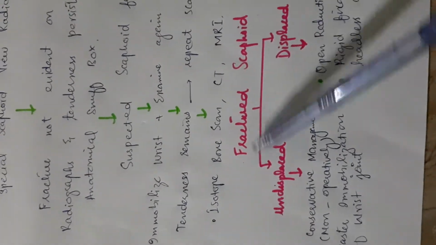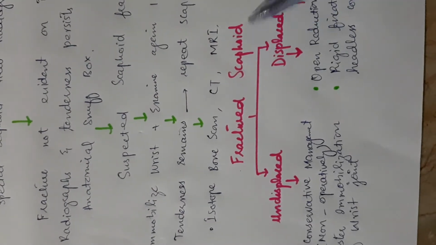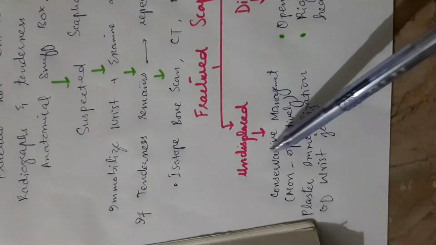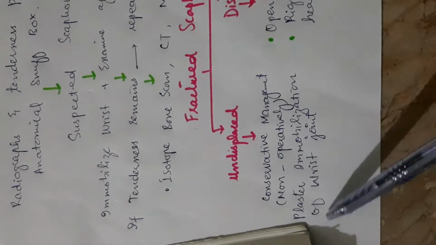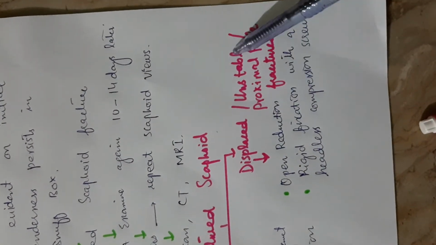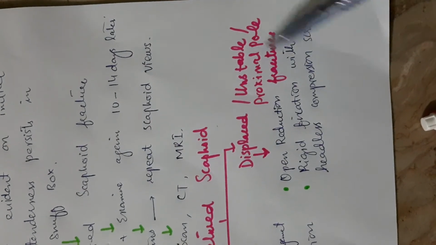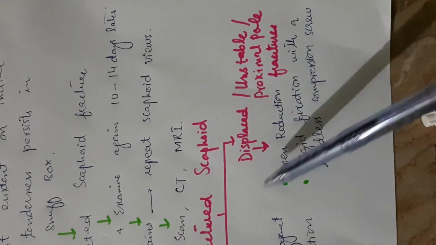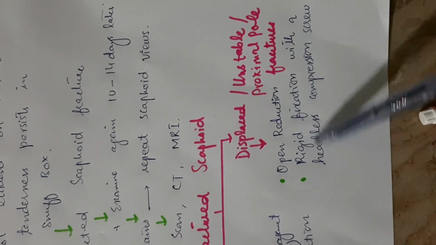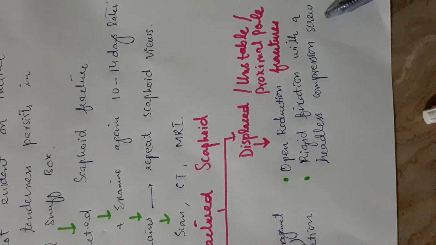If there is an evident fractured scaphoid bone on the radiographs, and it is undisplaced, then conservative management is done non-operatively, and plaster immobilization of the wrist joint is done. And if it is a displaced, unstable, or proximal pole fracture with avascular necrosis of the scaphoid bone, then treatment is done by open reduction and rigid fixation with headless compression screws. In this picture, fixation of the scaphoid bone is shown.